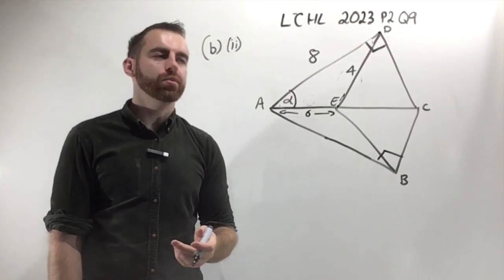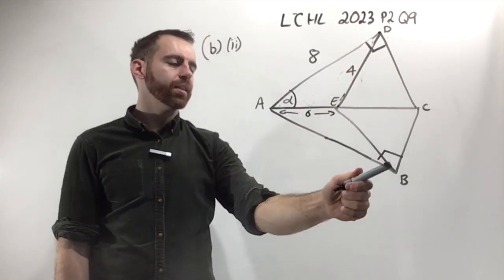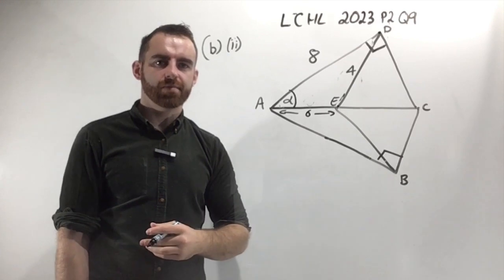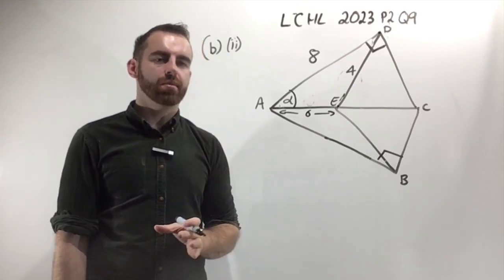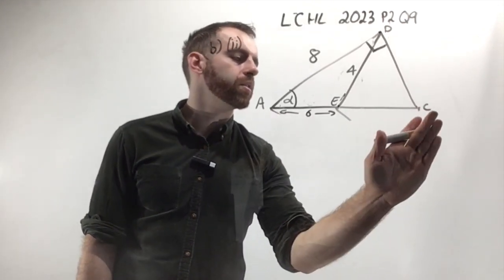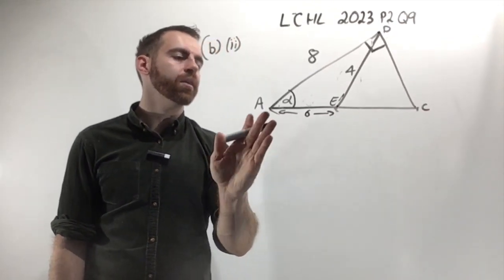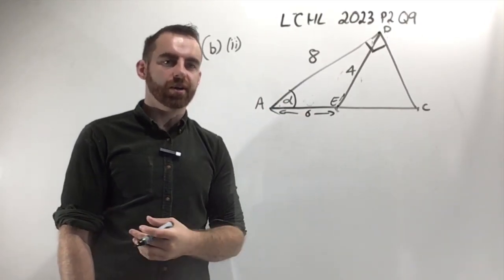In B part 2, we're told that the angle ADC is 90 degrees, and obviously then that this angle here is also 90 degrees. And we're asked to use this information to find the area of this shape. Well, first of all, I would now just ignore the bottom of the diagram. We're trying to get the area of the whole thing, but let's just get the area of this triangle and then multiply it by 2, and that's our final answer.